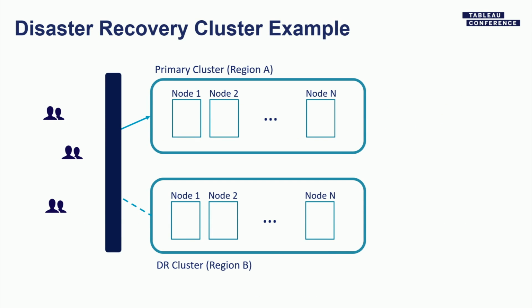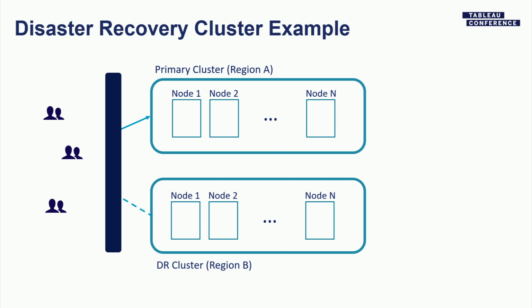Here I have an example of a primary cluster on top here and a DR cluster on the bottom. Notice I call out that they're in two different regions, and that's important. And they have the same number of nodes, and they have the same configuration. Both are running, and what I've done is put an external load balancer in front of those two clusters. Again, my users are going to hit that external load balancer, and depending on where I've set up to redirect traffic, it'll either hit the primary cluster or the DR cluster.